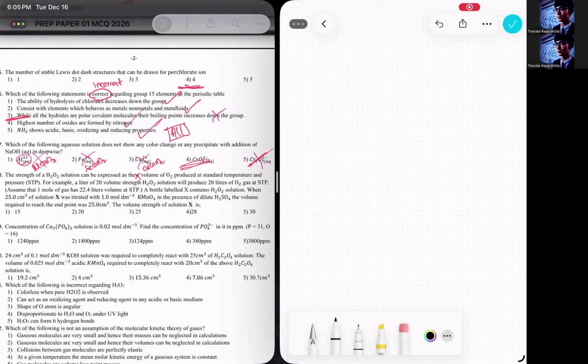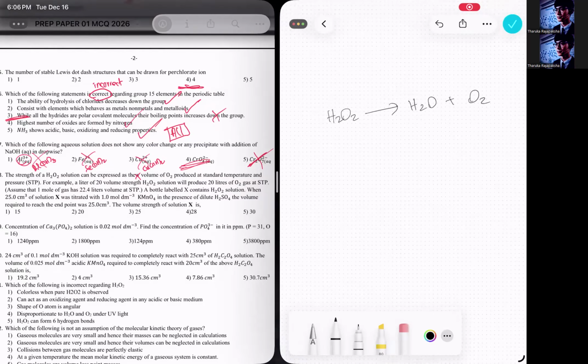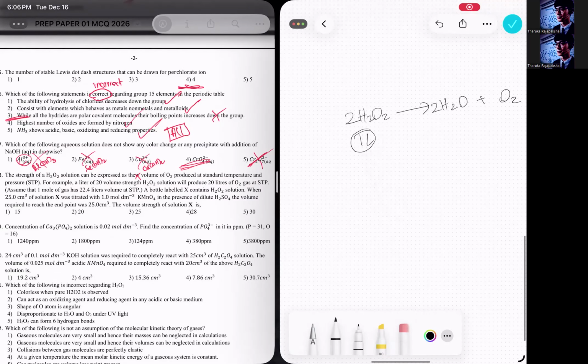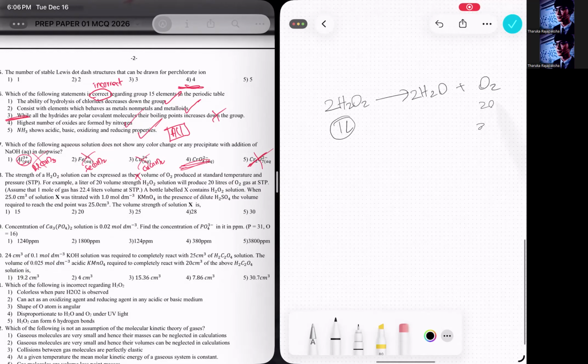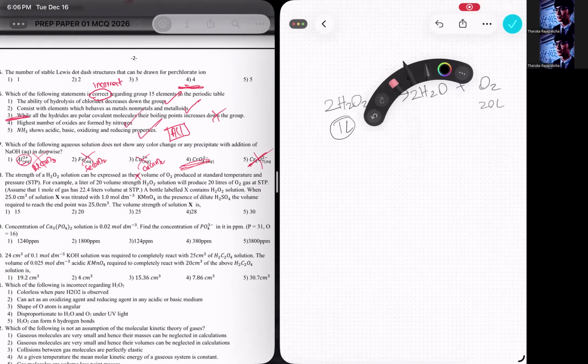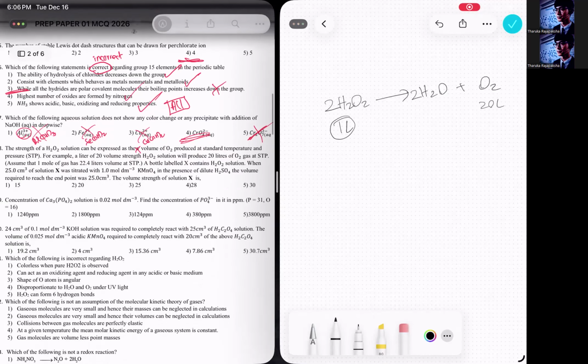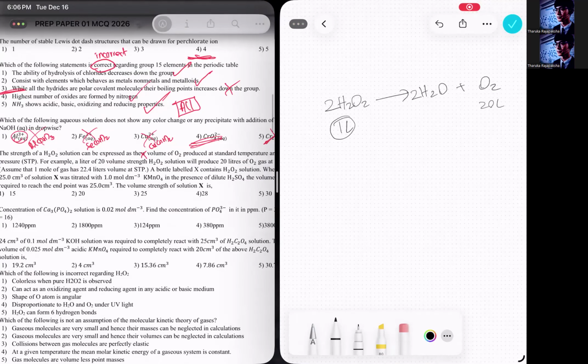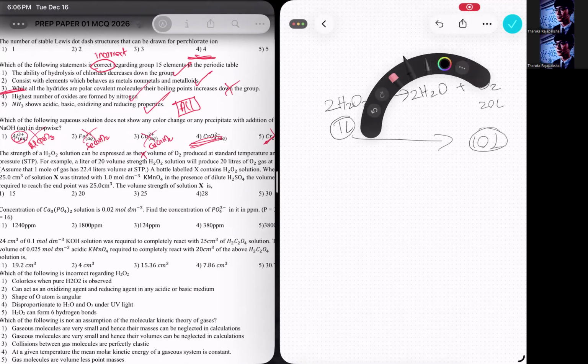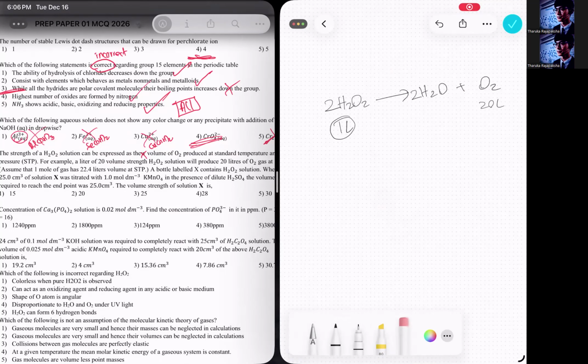That means, people, when you leave this solution, it will undergo decomposition. So it will form H2O and O2. This is the reaction actually. What they're telling is, for 1 liter of H2O2, 20 liters of O2 is produced. So 20 volume strength means that. If 1 liter produces 10 liters, then it is 10 volume strength. Likewise, it differs. So here 20 means 1 liter will produce 20 liters of oxygen.